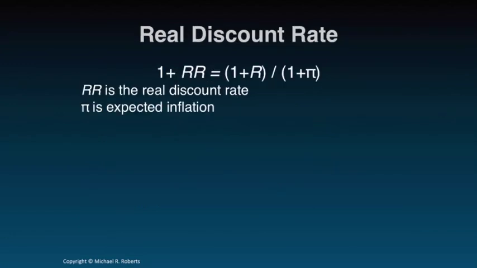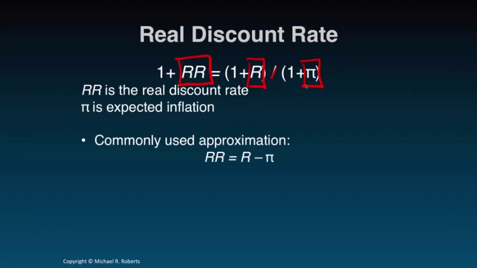So I'm going to introduce the concept of a real discount rate, and I'm going to denote it by RR. And 1 plus the real discount rate equals 1 plus the nominal discount rate divided by 1 plus the expected rate of inflation, which I've denoted by pi. A commonly used approximation that you'll see, though I'll emphasize this is an approximation, is that the real rate equals the nominal rate minus the expected rate of inflation.